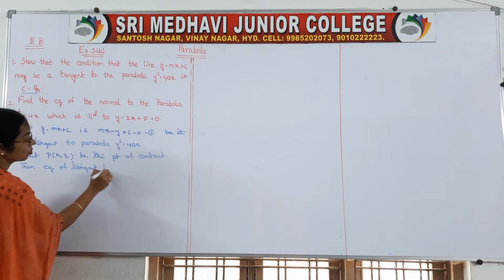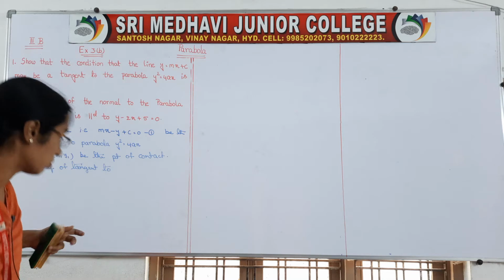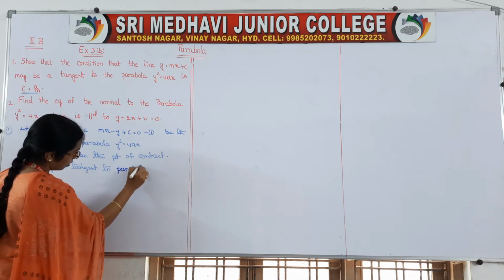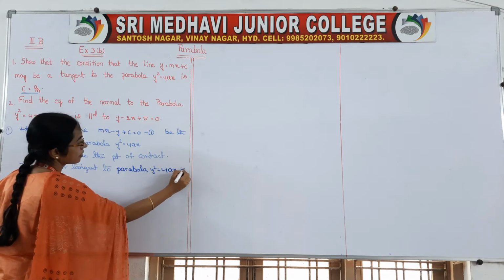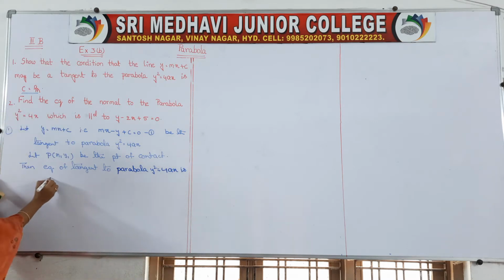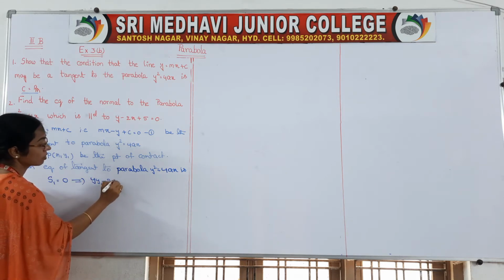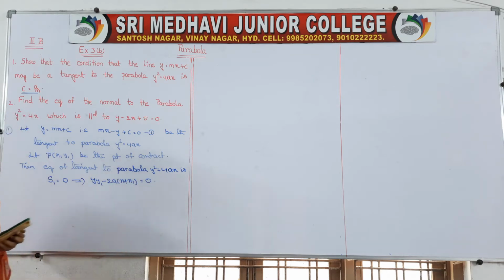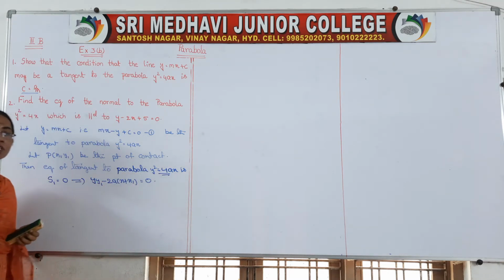to the parabola y square is equal to 4ax, the standard form, is S1 is equal to 0. The S1 formula is y1 y minus 2a into x plus x1 is equal to 0. It is a notation, right? Notation of the formula. Y square is equal to 4ax.